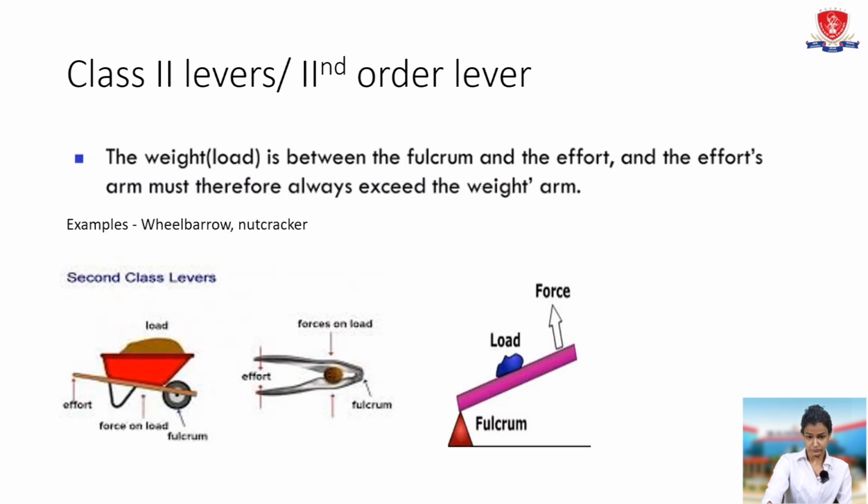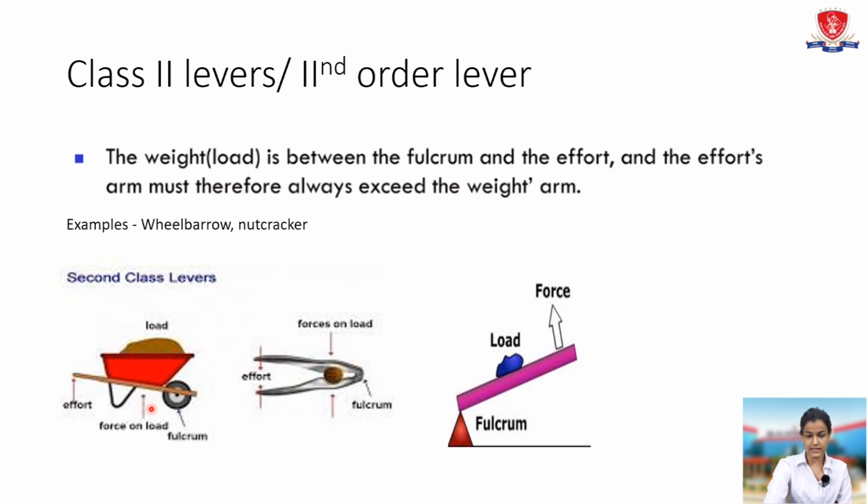Now, moving forward to class 2 levers, or the second order lever. In the second order lever, generally the weight is kept in between, and the fulcrum and the effort are kept on either side of that weight. A very good example of such a lever is a nutcracker or a wheelbarrow.